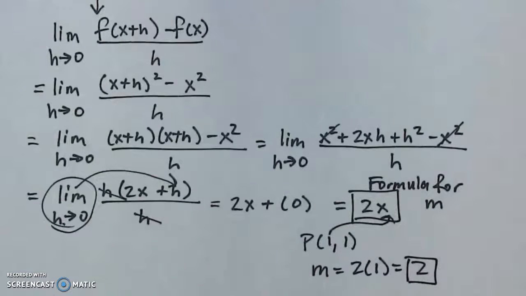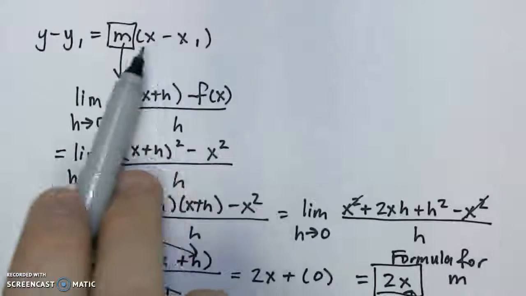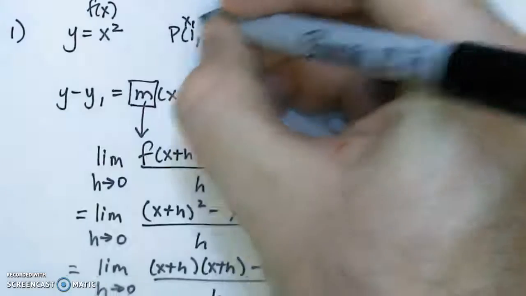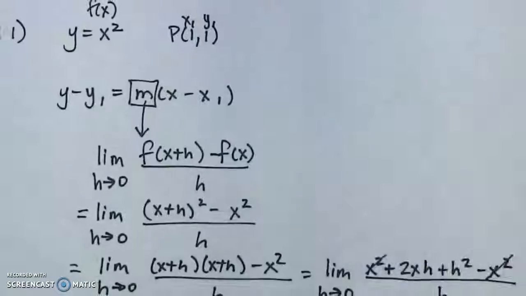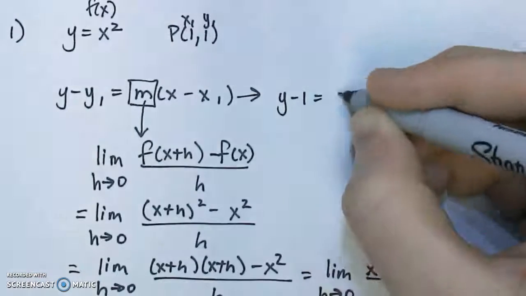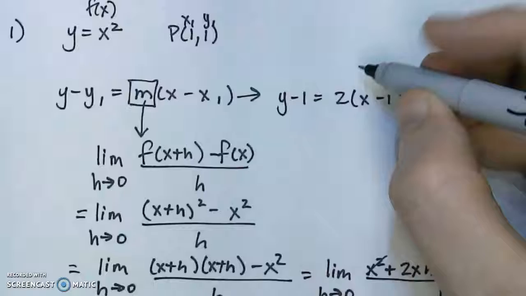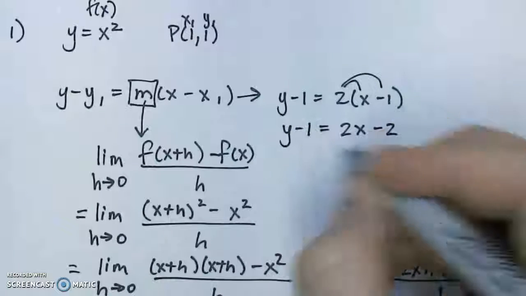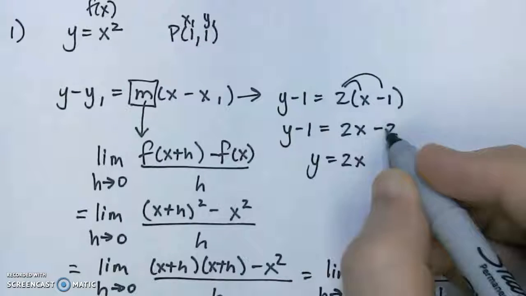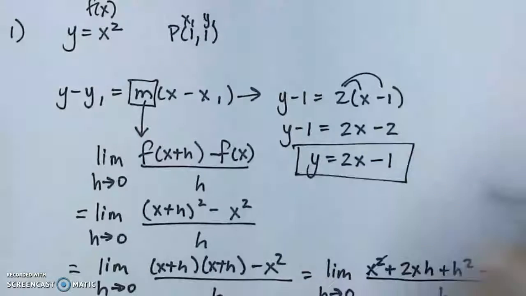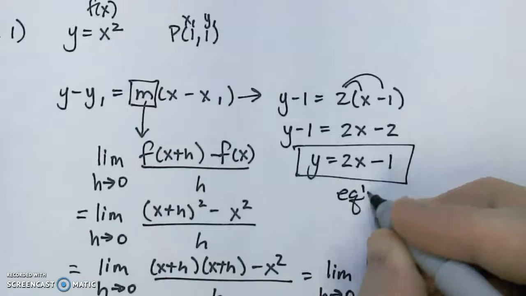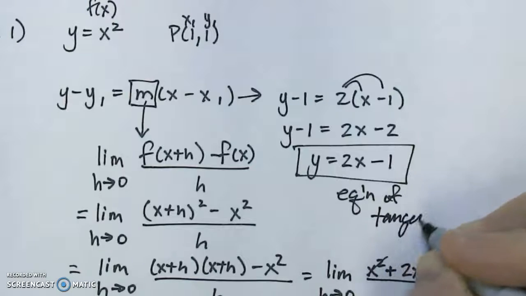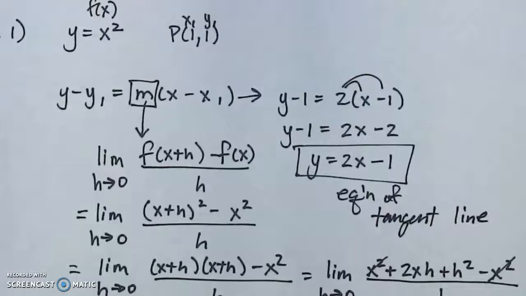So I know the slope for my point-slope equation, and I also know a point. So this is my x1, this is my y1, and now m is 2. So we can go ahead and finish writing this equation of the line. It'll be y minus 1 equals 2 times x minus 1. Technically, we're done. This is the equation of the line, but let's put it in slope-intercept form and get y by itself. So distribute that 2 and then add 1 to the other side. This way, it's easier to graph. So this is the equation of the tangent line at the point (1, 1).